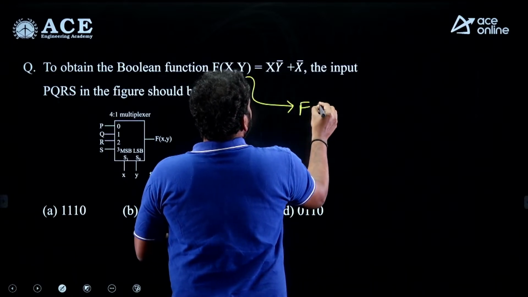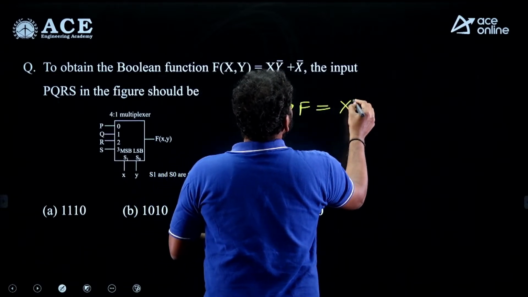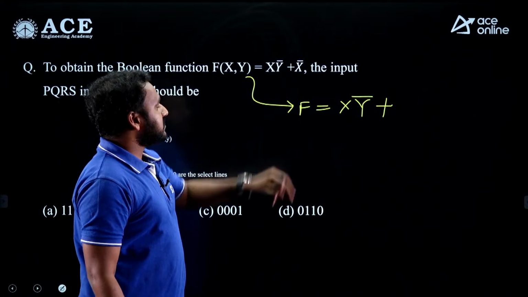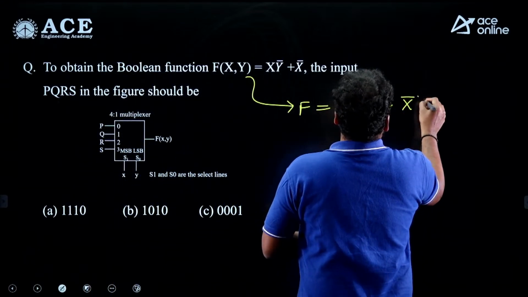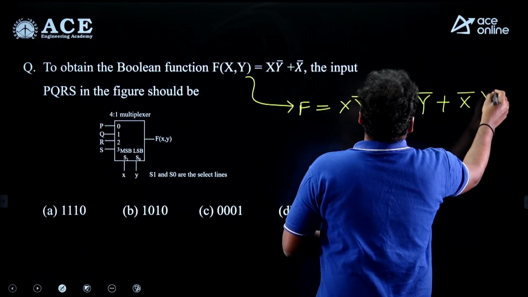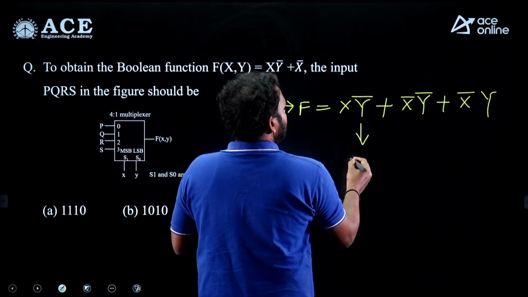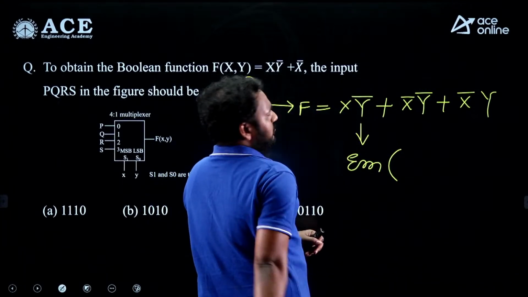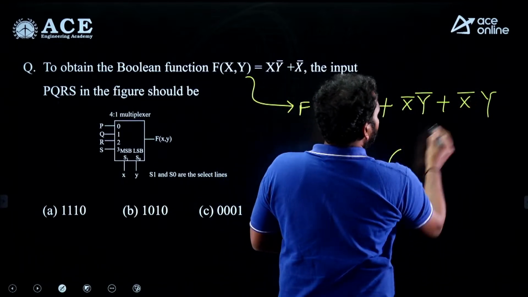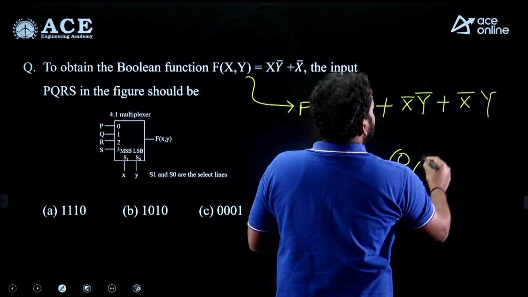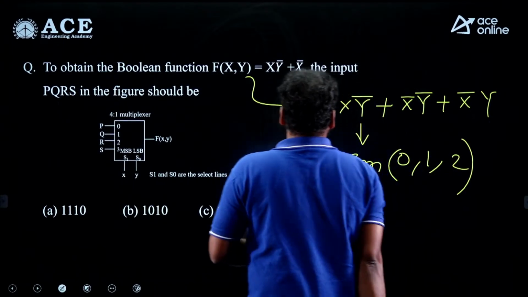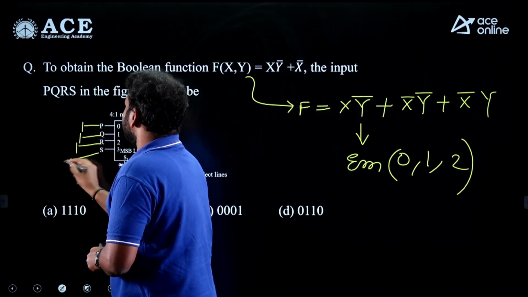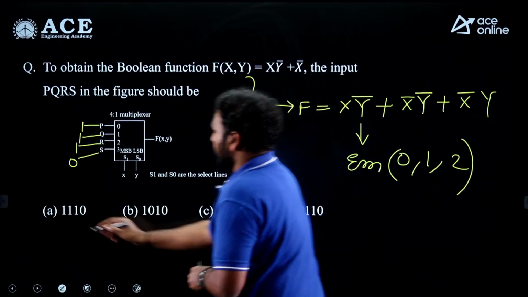So what will be the function f? It is given in 2 variable format, x y bar, and x bar. The missing variable is y, so you add y plus y bar. So x bar y bar plus x bar y. We can write it as sigma m of the minterms 0, 1 and 2. These pins should connect to logic ones, so that P value should be 1, Q value should be 1, R value should be 1 and S is 0. So 1110. A is the correct option.